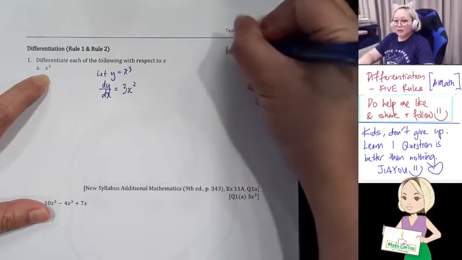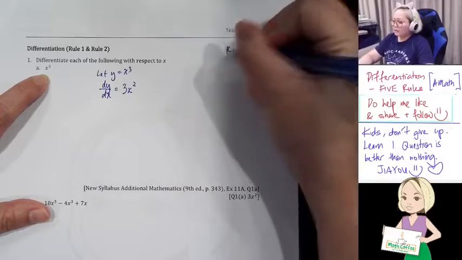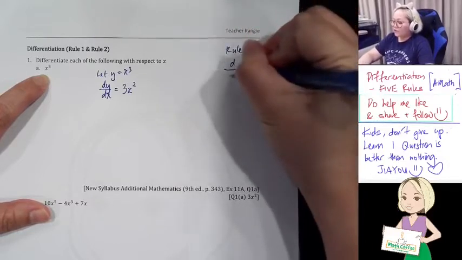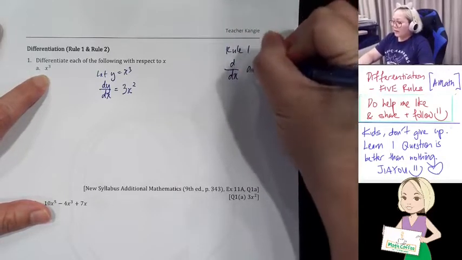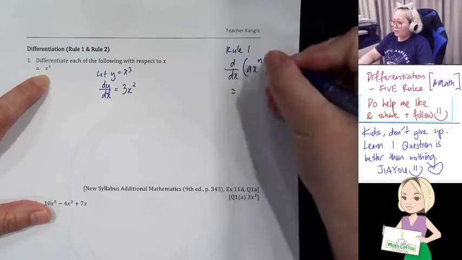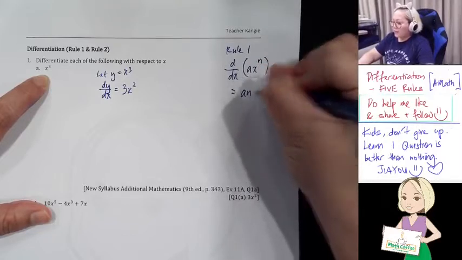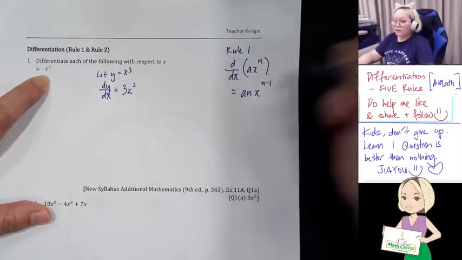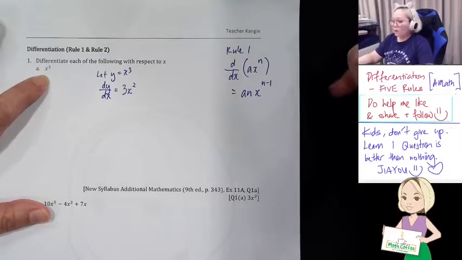So at the start here, I will just state that rule 1 is something like, if I want to differentiate, let's say A x to the power N, it becomes the power brings down, so it's A times N, and x to the power N minus 1. So basically this is rule number 1.